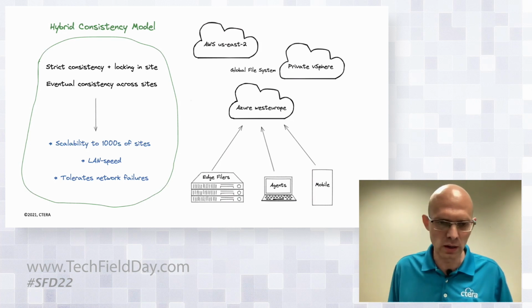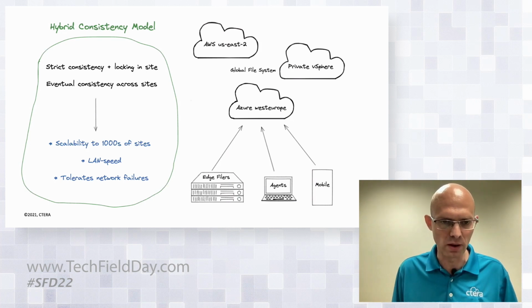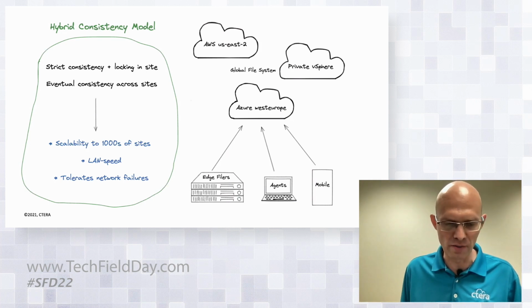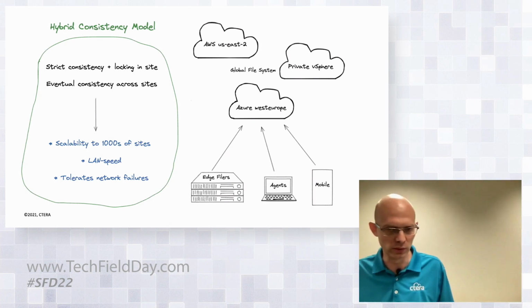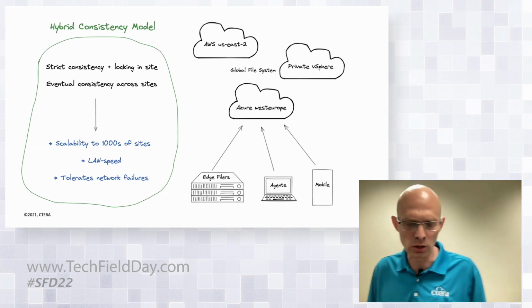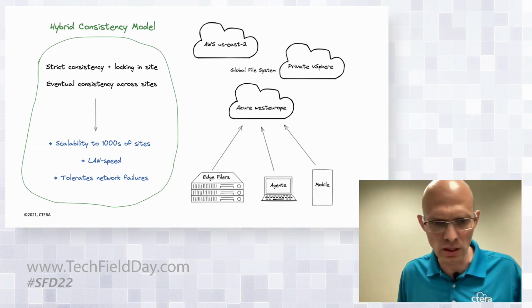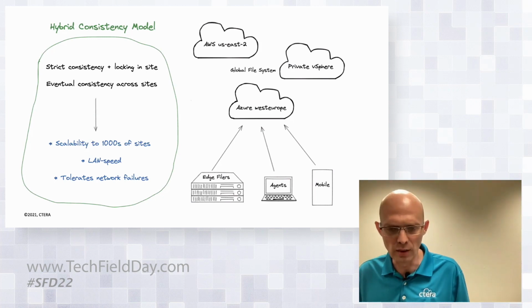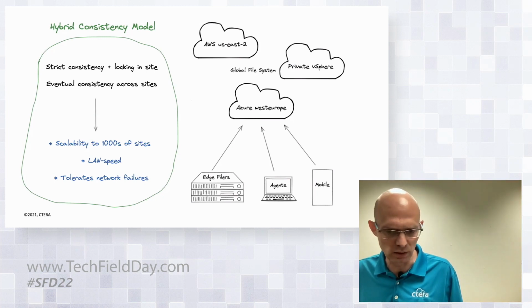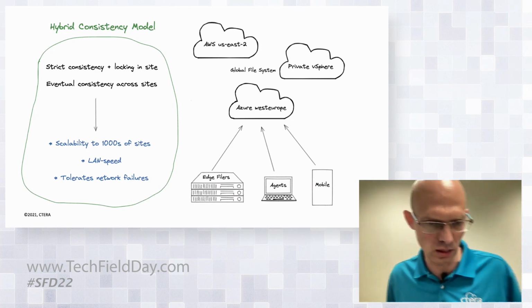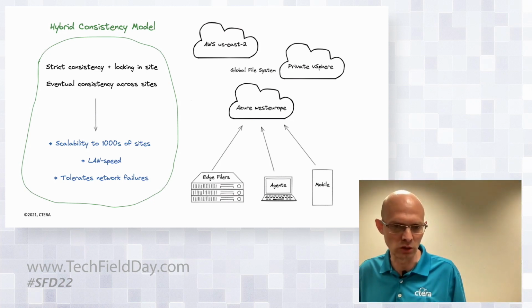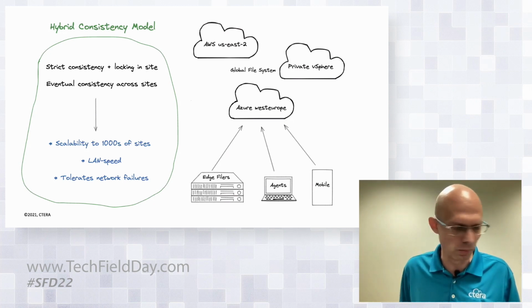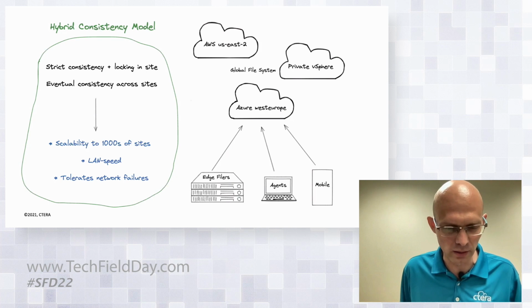So our product is designed for very high scalability. We do thousands of sites, hundreds of thousands of agents that are connected concurrently, and we want to provide all of them LAN speed, so we don't want them to feel the latency, and we want the system to tolerate network failures. Based on the CAP theorem, it's really a trade-off that you have to make.